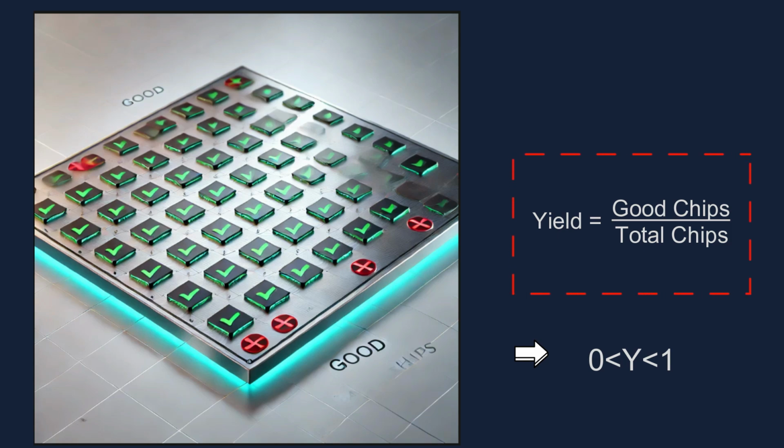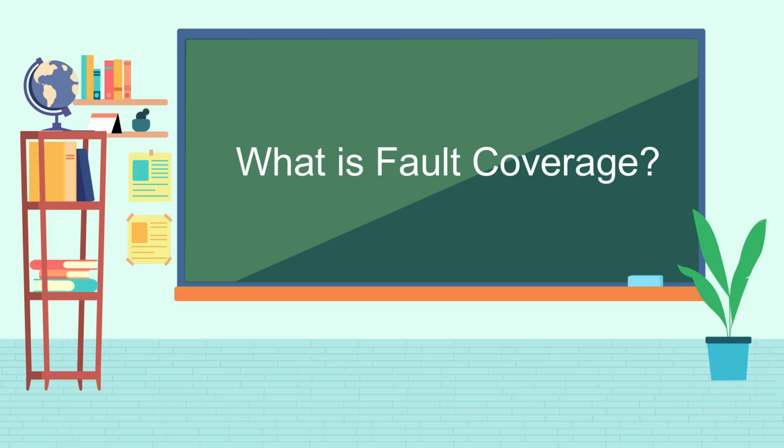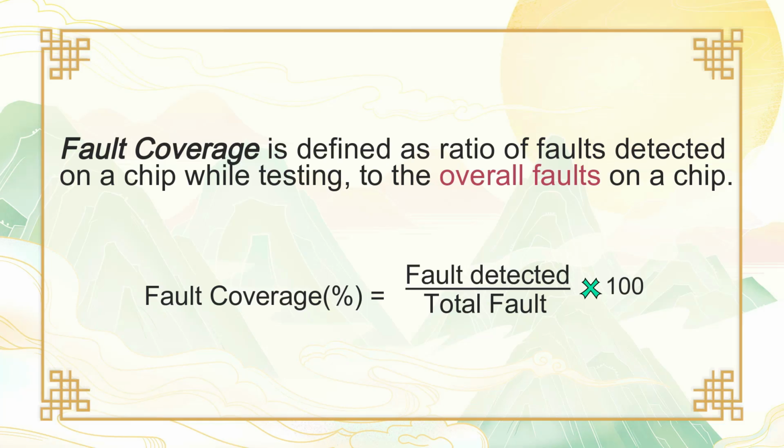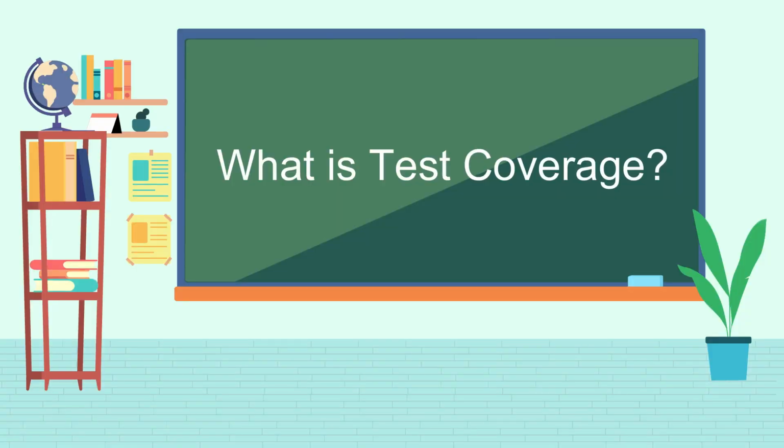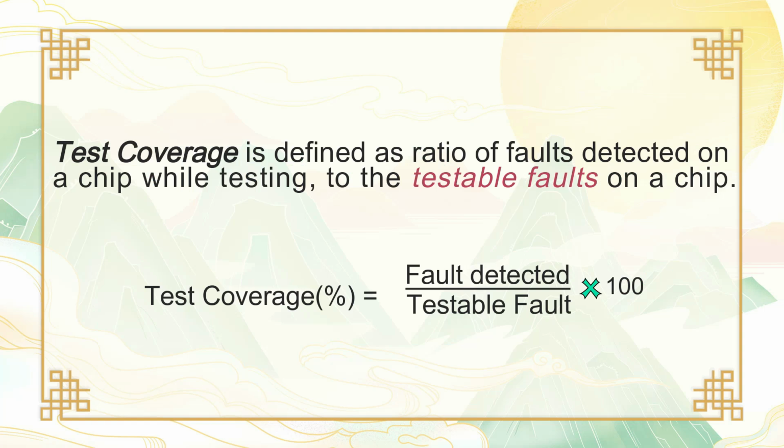Now, moving to our second topic, what is fault coverage? Fault coverage is defined as the ratio of faults detected on a chip during testing to the total number of possible faults on the chip. Our next topic is test coverage. So, what is test coverage? Test coverage is defined as the ratio of faults detected on a chip during testing to the total number of testable faults on the chip.